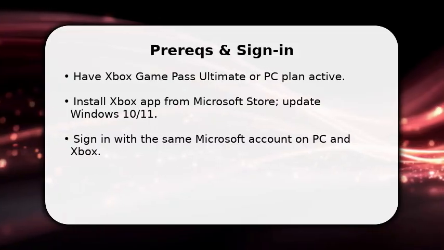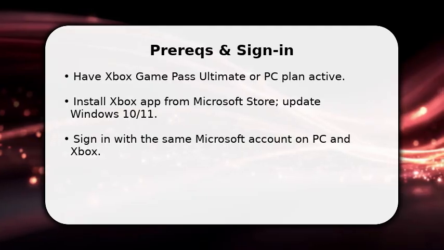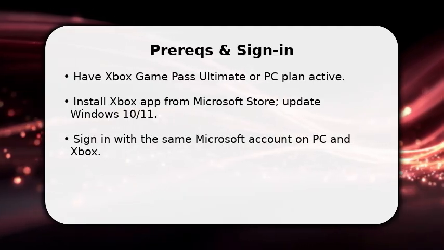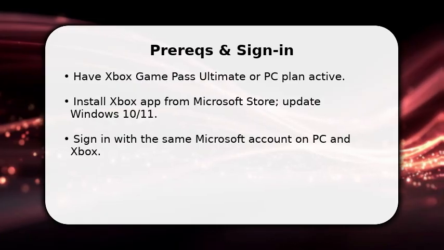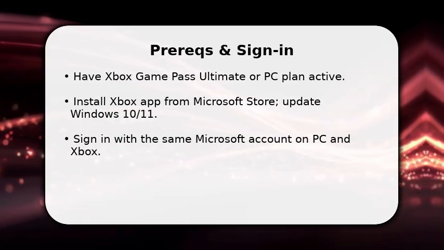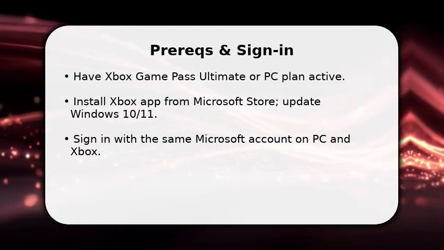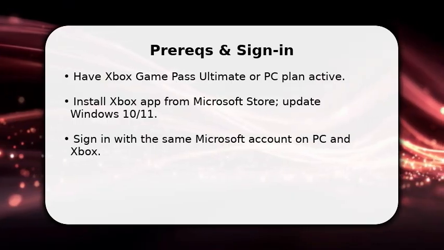You start by confirming the essentials. You need an active Game Pass plan and the same Microsoft account across devices. Open Windows Update and install pending updates. This ensures the Xbox app and drivers run smoothly.